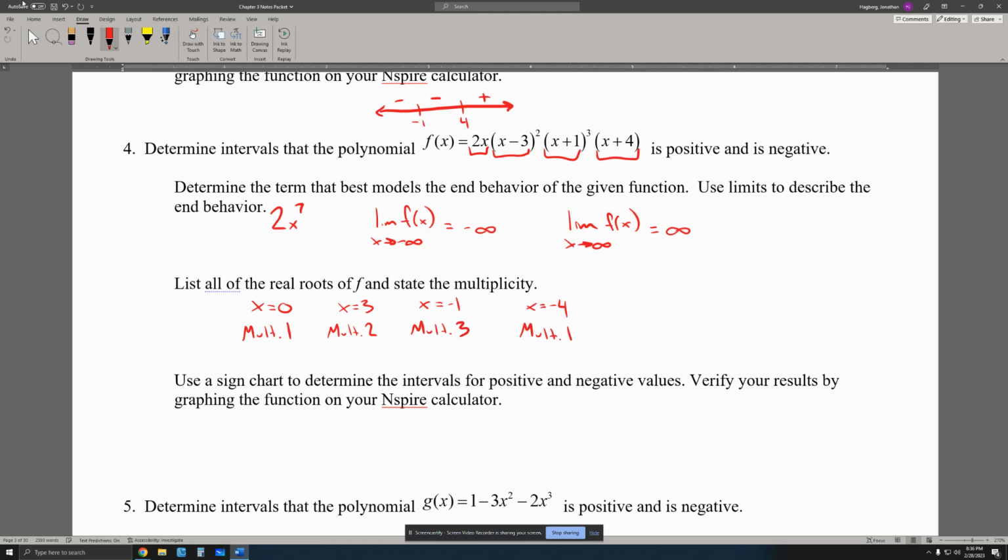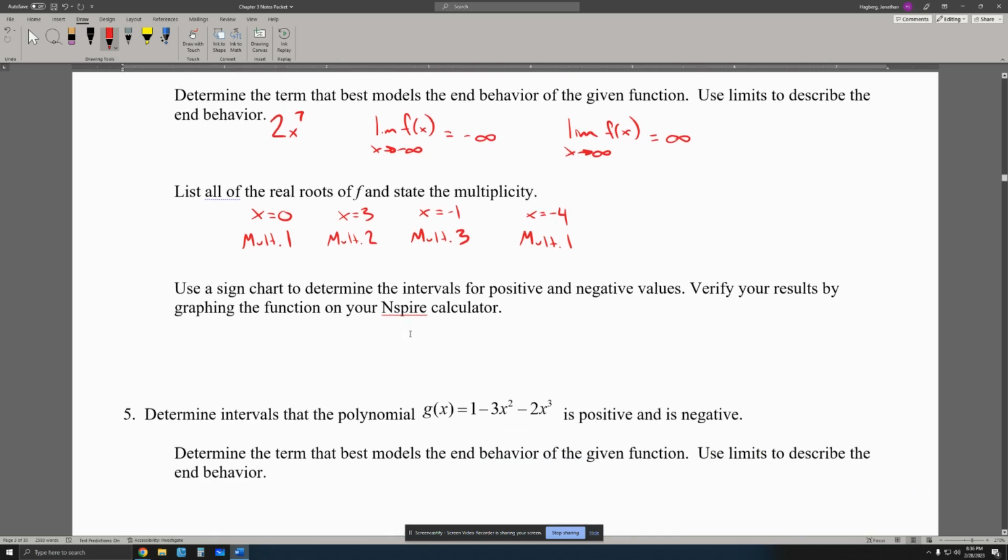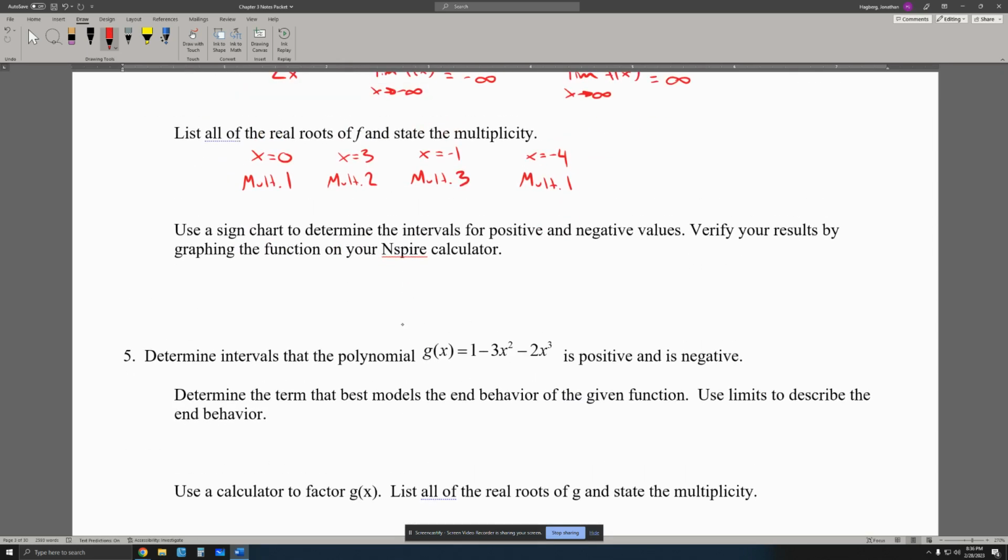And again, I'm going to do that check. Does 1 plus 2 plus 3 plus 1 equal 7? Yes, it does. So we've accounted for all of our zeros. Okay, so let's go ahead and use the sign chart. And I'm going to plot each of these zeros. So we have -4, -1, 0, and then 3.